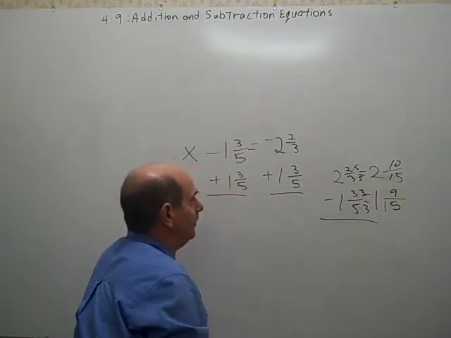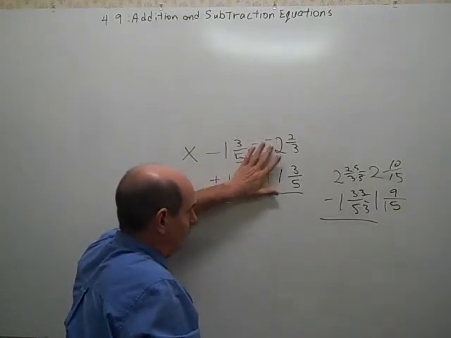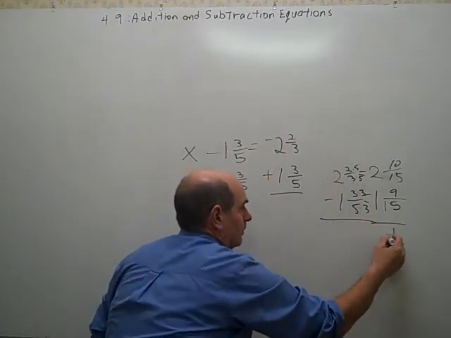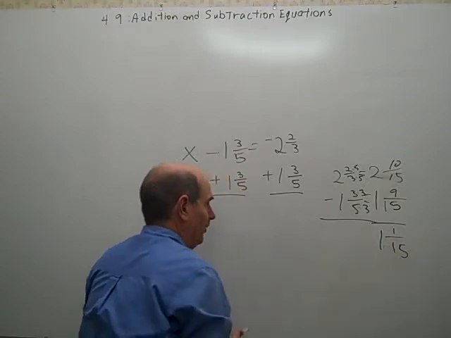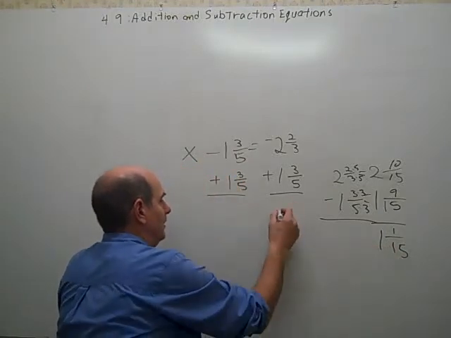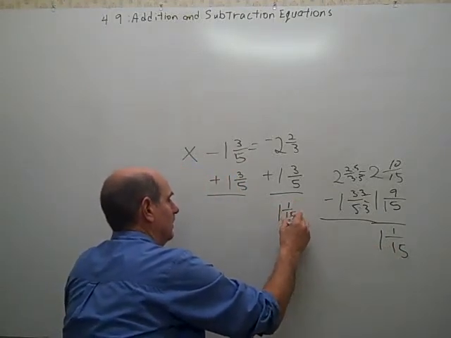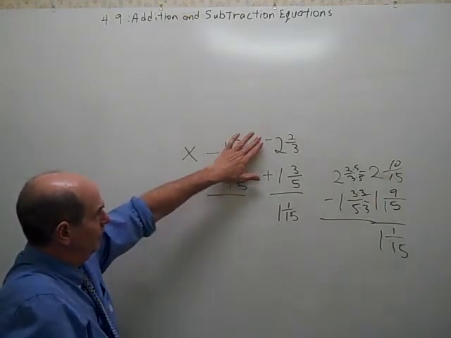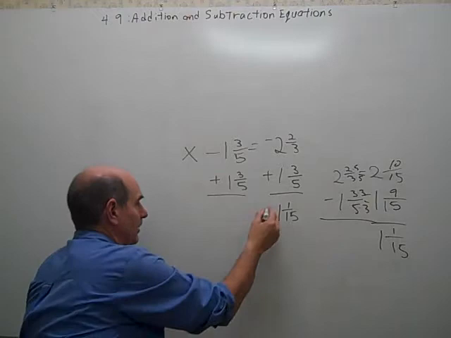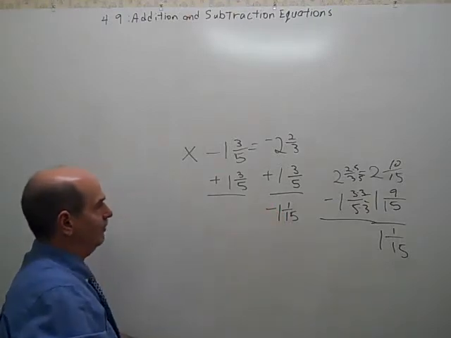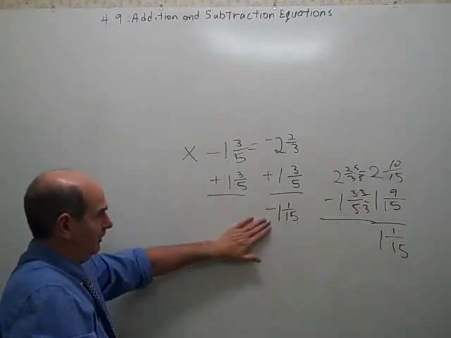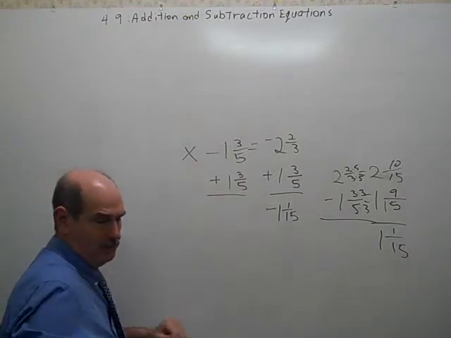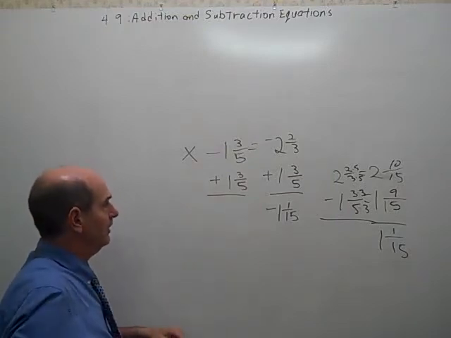And remember, I want to find the difference between the absolute values of these two numbers. So the difference between their absolute values is 1 1/15. But it must be a negative 1 1/15, because there's more negatives than positives. And we had estimated that the answer would be about negative 1, and this is pretty close to negative 1. So again, this is an example of a problem that's shown on page 96 in your book.